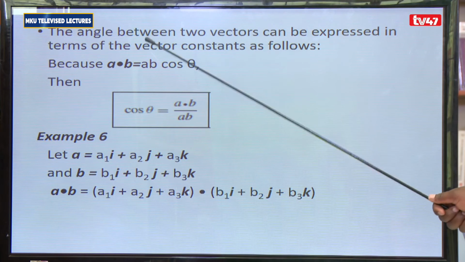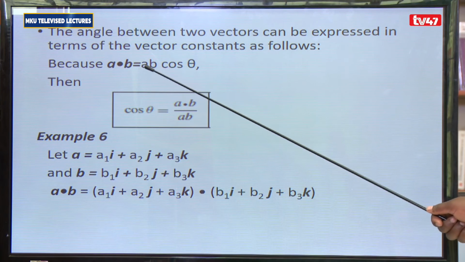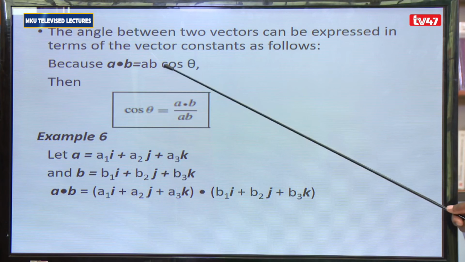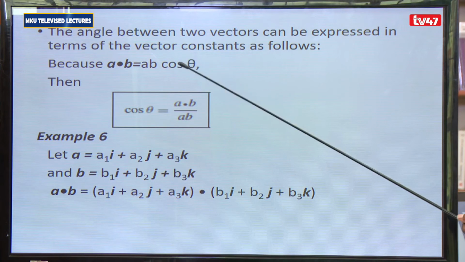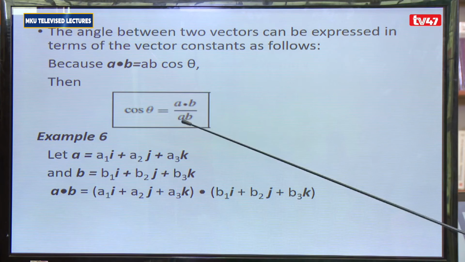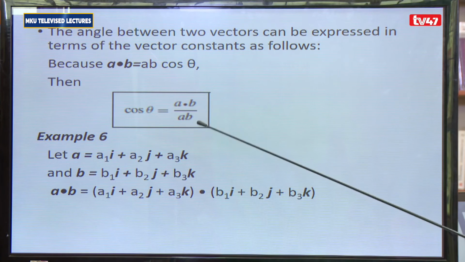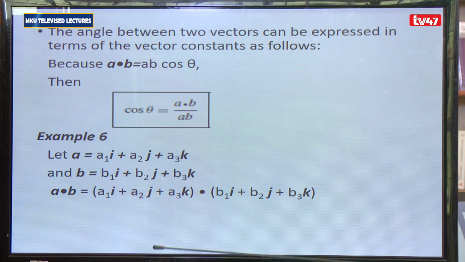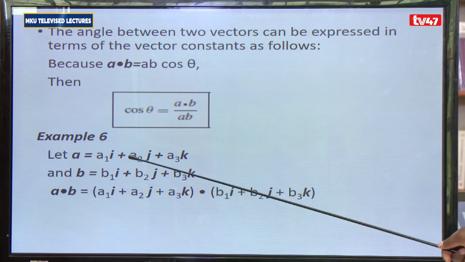Then we have said that the formula of getting the dot product is AB cos theta. So just make this the subject of the formula, and then you are going to have cos theta given by A dot B over AB. Of course, to get the angle, you get the cos inverse of that, and then you are going to have the answer.